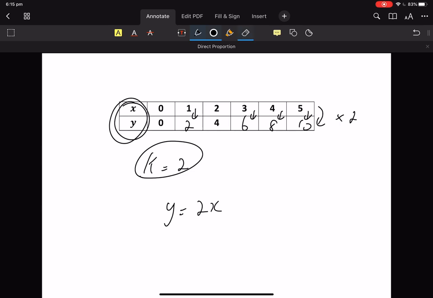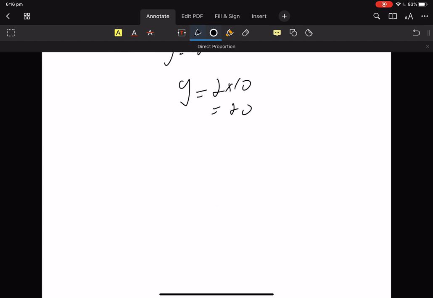Clearly then I could continue to then go, what's y when x is 10? So y would equal 2 times 10, which would be 20. So we're going to use our rule to find out different values of y.